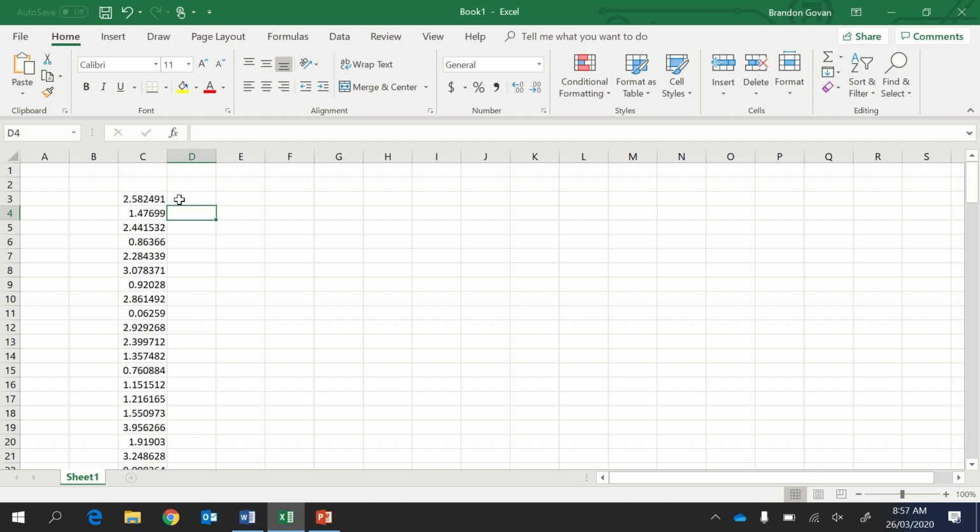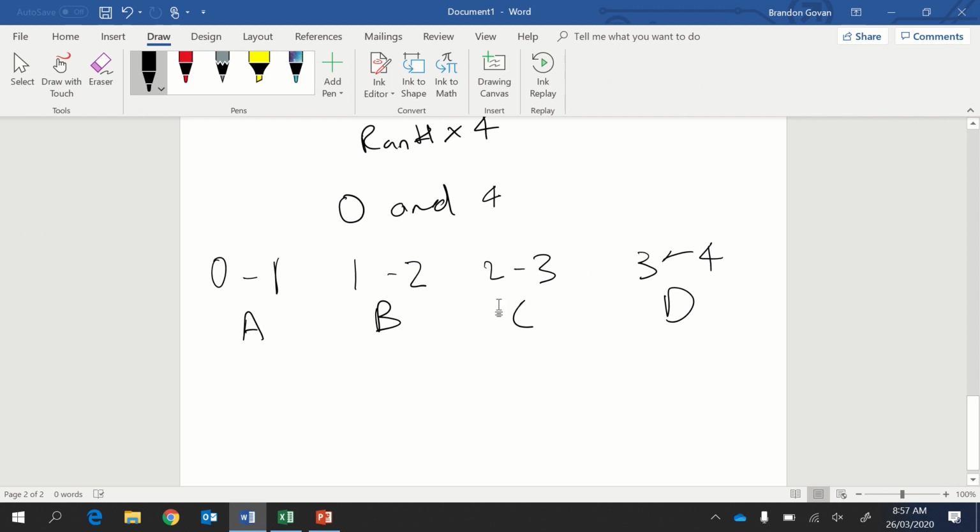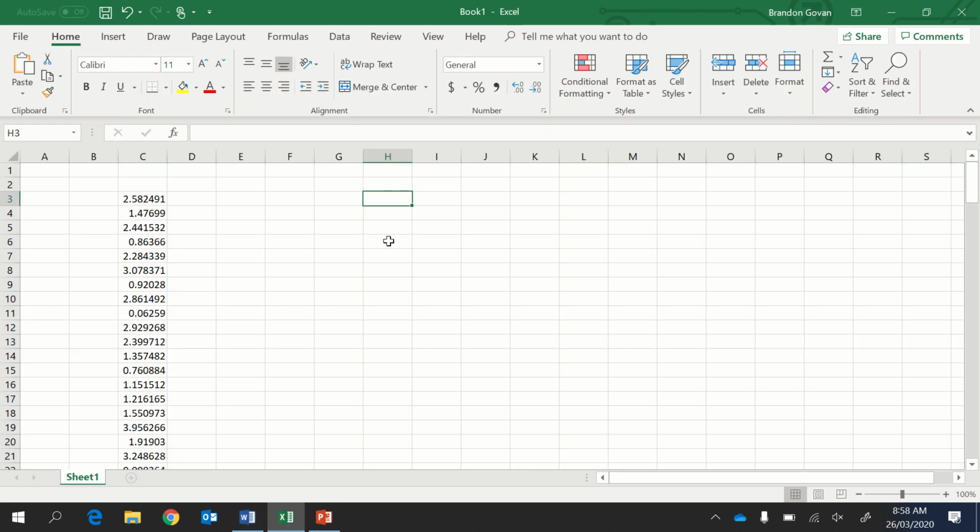But obviously, if I had all of these numbers here, I could go somewhere over here and tally up every time there was a number that started with 2, then that's going to be candidate C, because that's between 2 and 3. Any number that starts with 3 is going to end up being candidate D. Any number that starts with 1 is going to be candidate B. And any number that starts with 0 is going to be candidate A. And so then we record our entire frequency table.